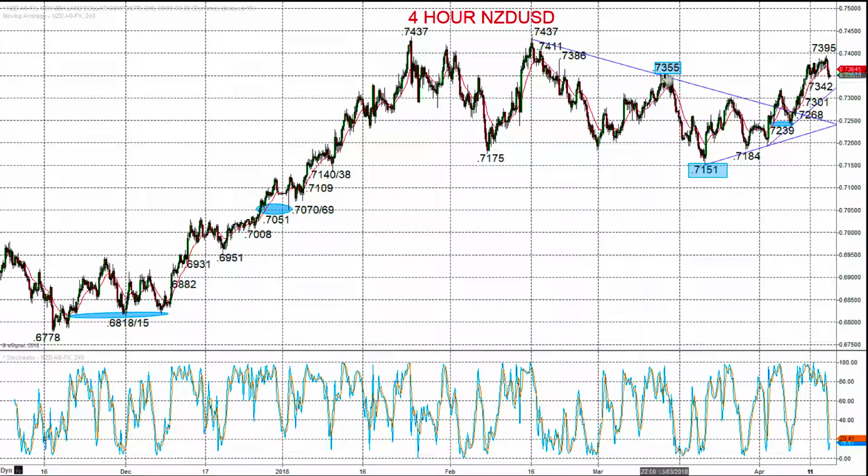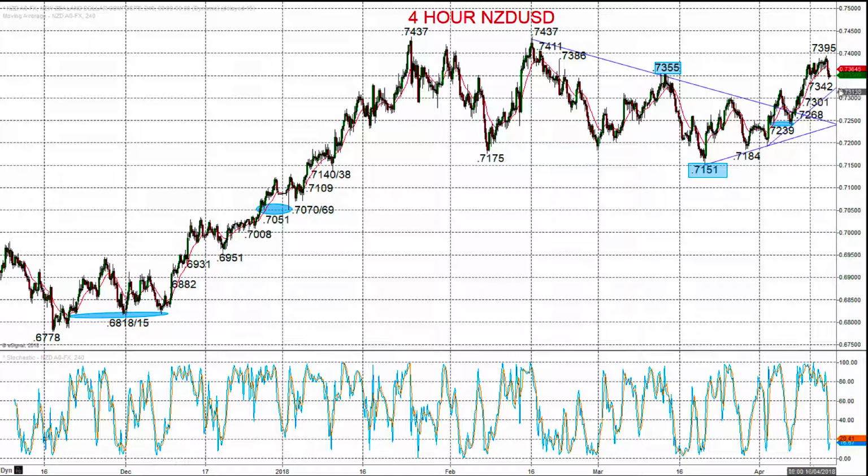We had gone more into a range environment. We had a more bearish theme potentially on the breakdown to 71.51, then more into a range environment, 73.55 to 71.51, but then the push last week above 73.55 re-energized underlying bullish pressures that we saw from the end of last year and the beginning of this year.